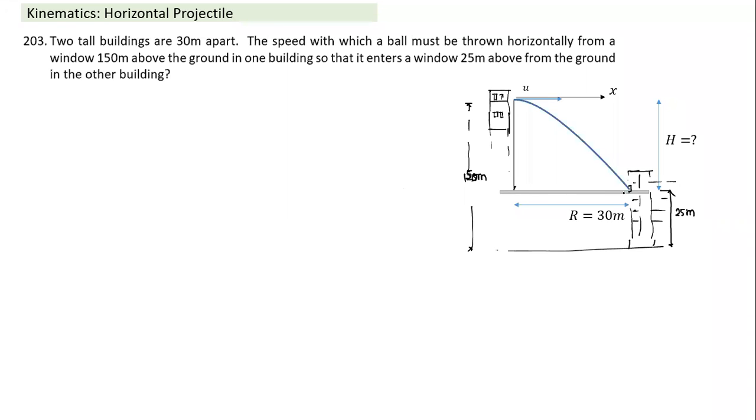Distance between buildings is 30 meter. So it means when it enters the window of the next building, the range has to be 30 meter. So that is what we need to understand. So in a horizontal projectile, two things are relevant, H and R.